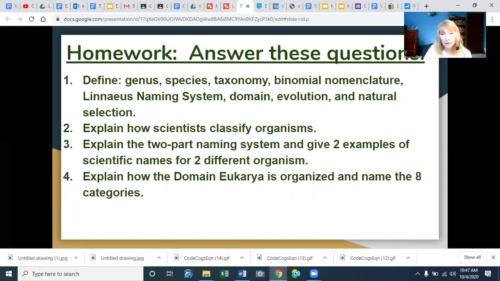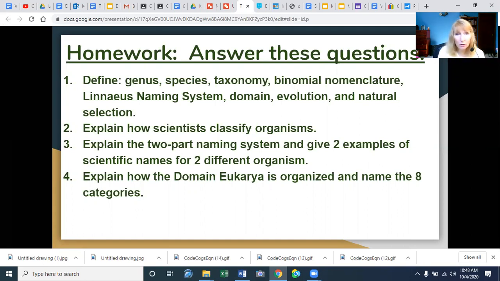So your homework is to, again, answer the objectives from the beginning of the lesson. Define genus, species, taxonomy, binomial nomenclature, lineage naming system, domain, evolution, and natural selection. Where do you think you could find the answers to these? You could Google and cut and paste, but I do not like that. I prefer you put things in your own words. You could also look on the video that we just did because the video has all of the answers. Your science book is another good reference. That has all of your answers as well.